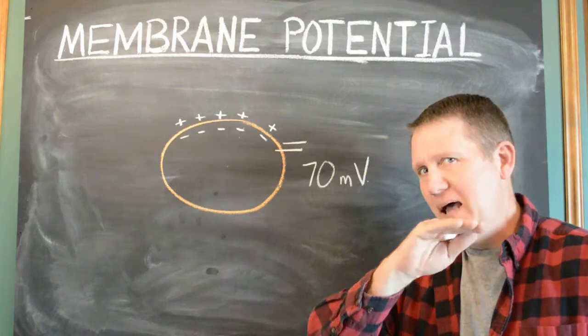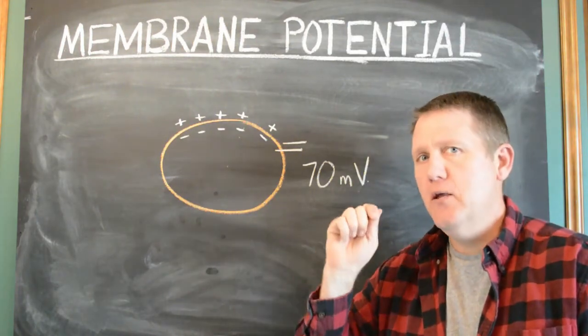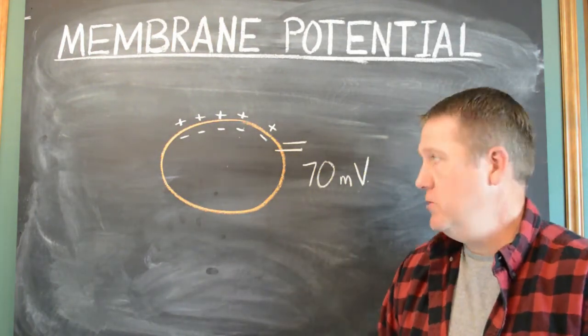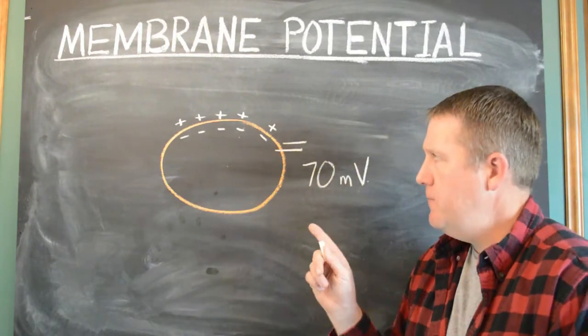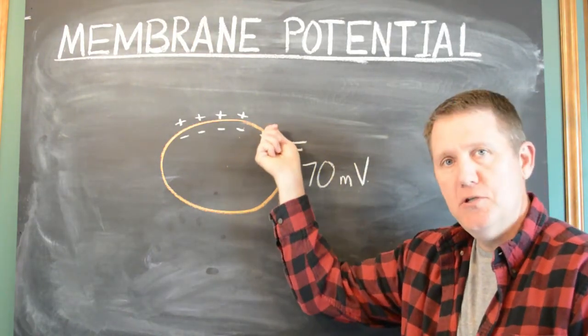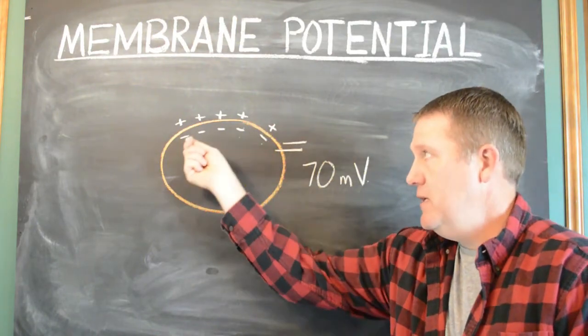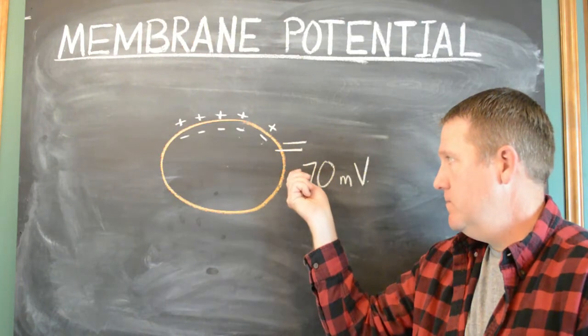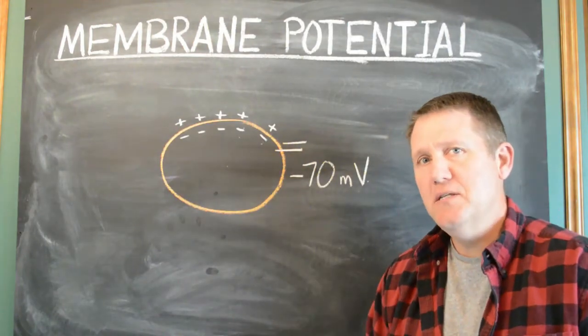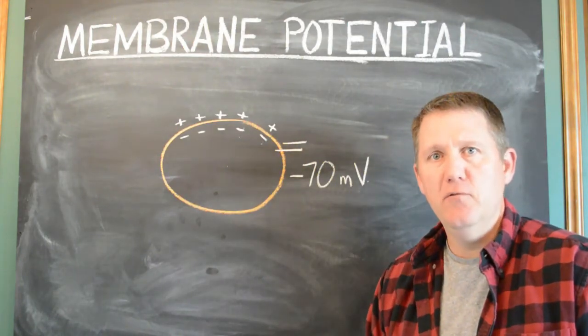And that point where they like to maintain it, we call that the resting membrane potential. And that's usually this 70 millivolts. Now, that's the difference across here. But since the inside of the cell is negatively charged, we usually say this is negative 70 millivolts.